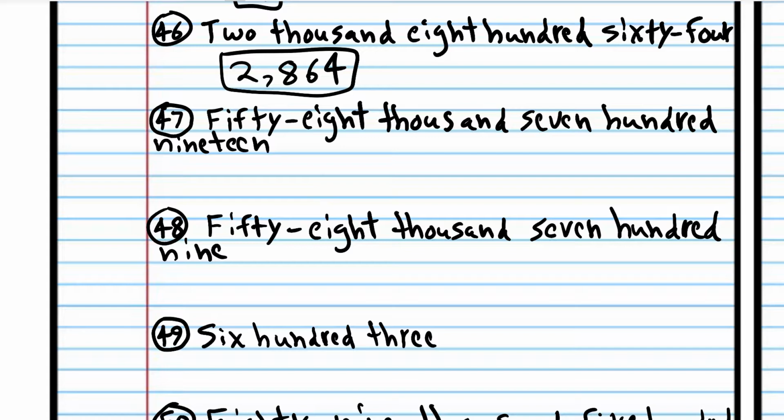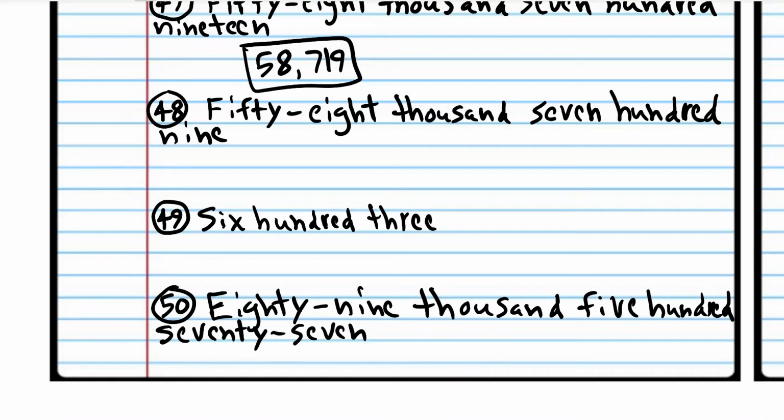And pause the video. When you come back, we'll do it together. All right, 58,000. 58, comma, for the 1,000, the name of the period preceding it. 719. All right, number 48. Try that one, see what you can do. When you come back, we'll do it together.